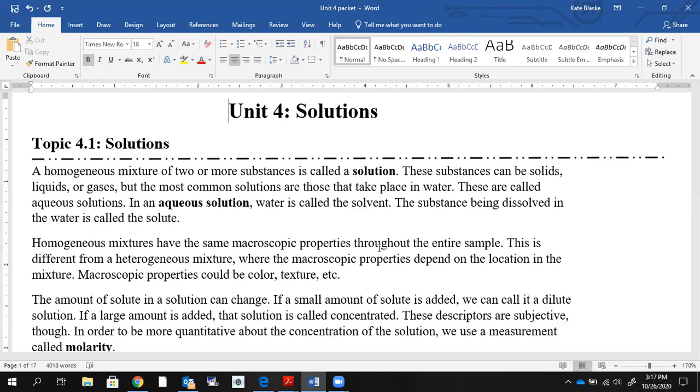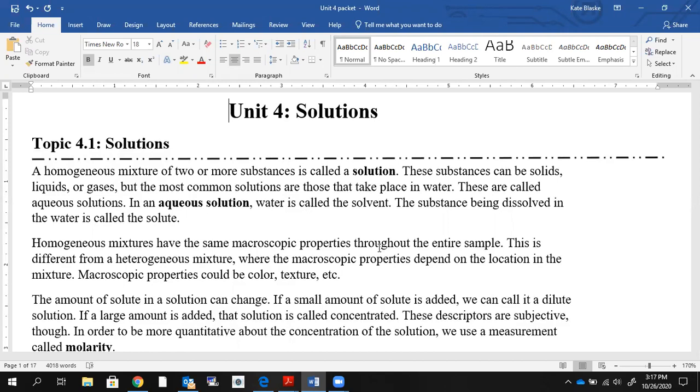So meaning that it's the same color all the way through, it's the same texture all the way through. If we took samples out of different sections of that substance, the samples would be the exact same, as opposed to a heterogeneous mixture where we can see differences in those properties, or if we take samples from multiple locations in that sample, then those measurements might be different.